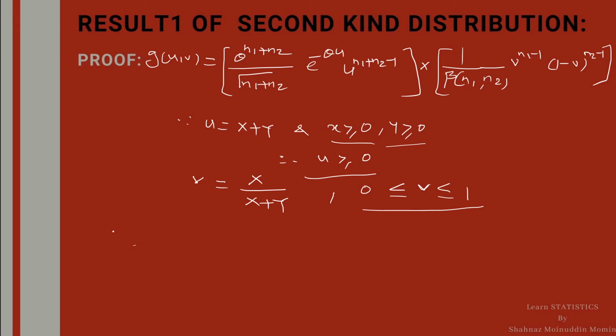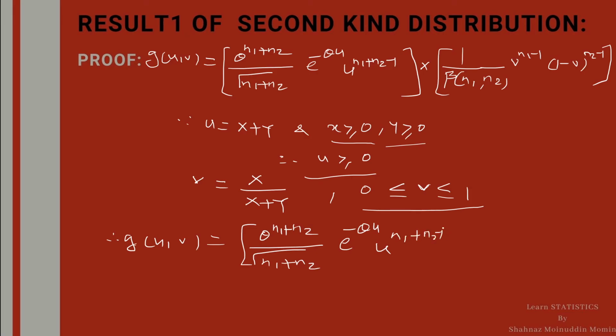Hence I will write again g(u,v) is equal to theta raised to n1 plus n2 divided by gamma n1 plus n2 e raised to minus theta u, u raised to n1 plus n2 minus 1, upon beta n1 n2, v raised to n1 minus 1, 1 minus v raised to n2 minus 1, with the range u greater than equal to 0 and v lies between 0 and 1.